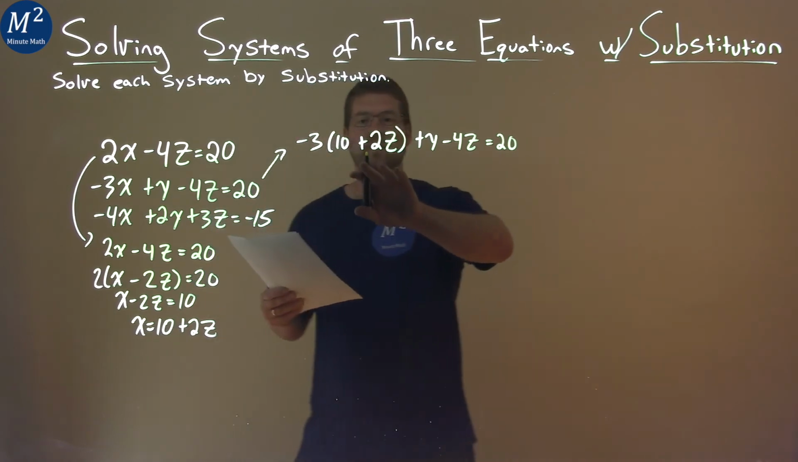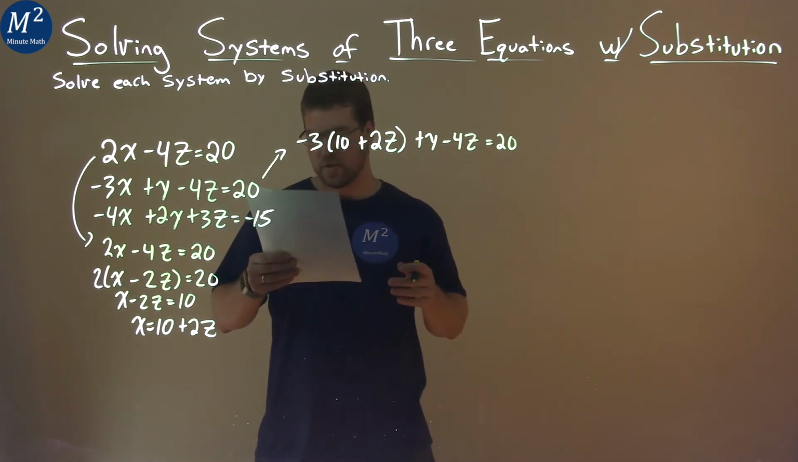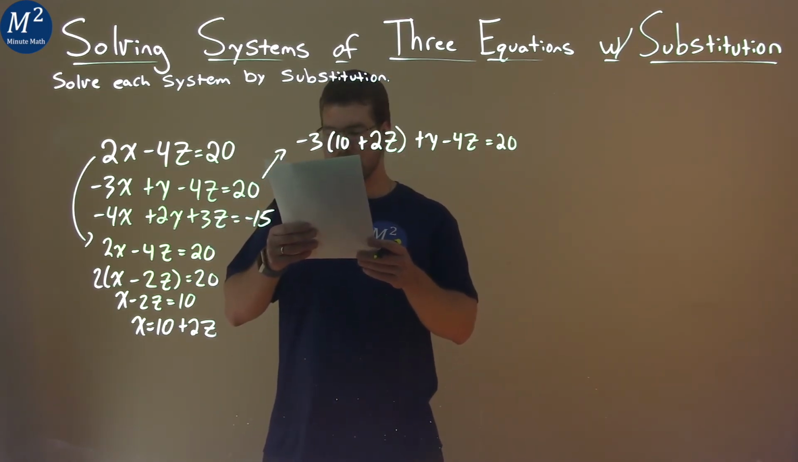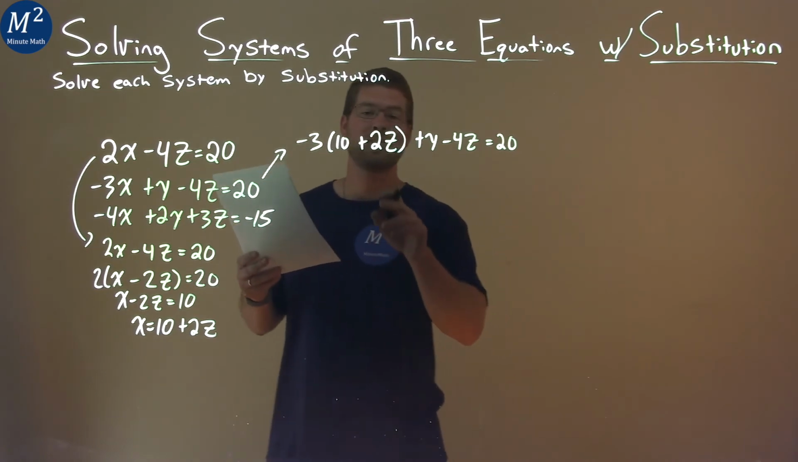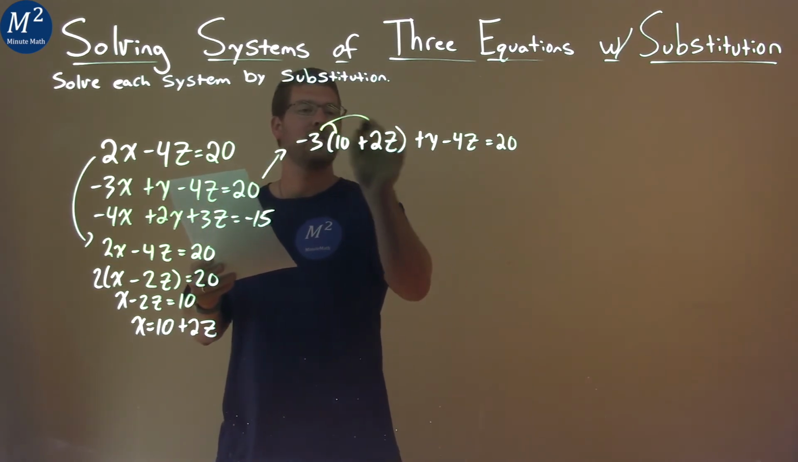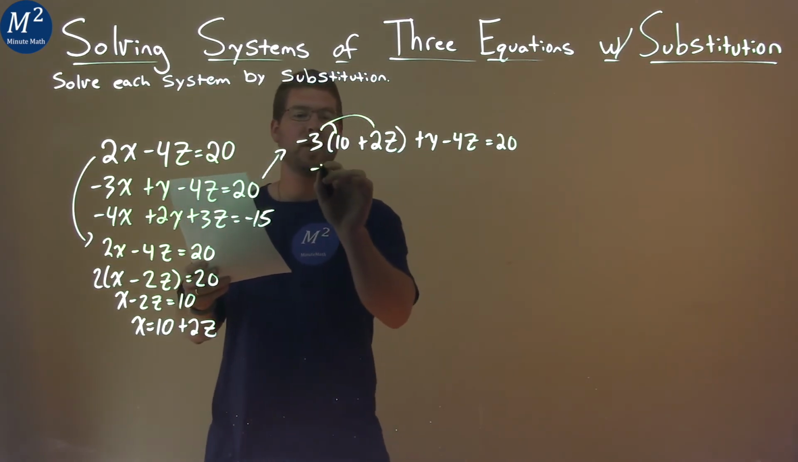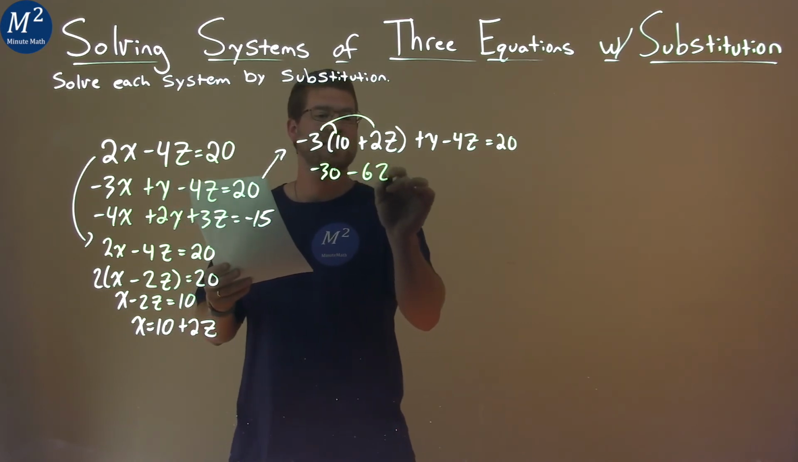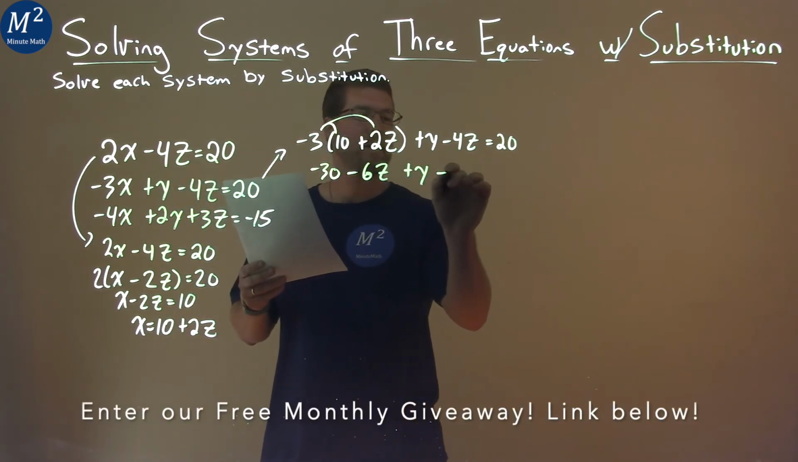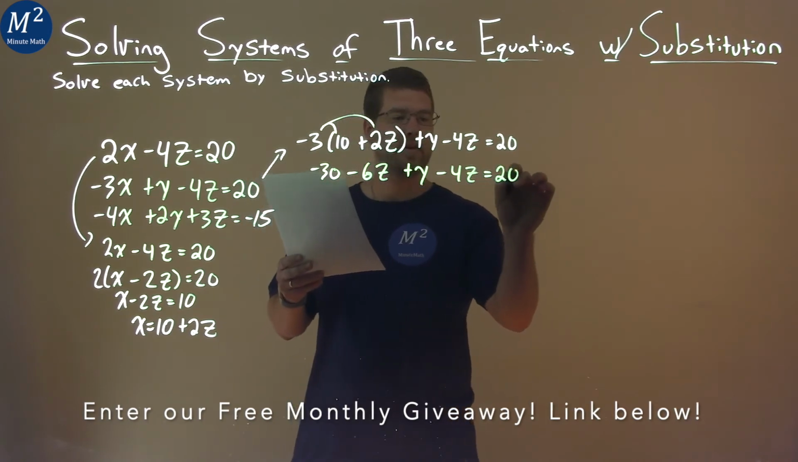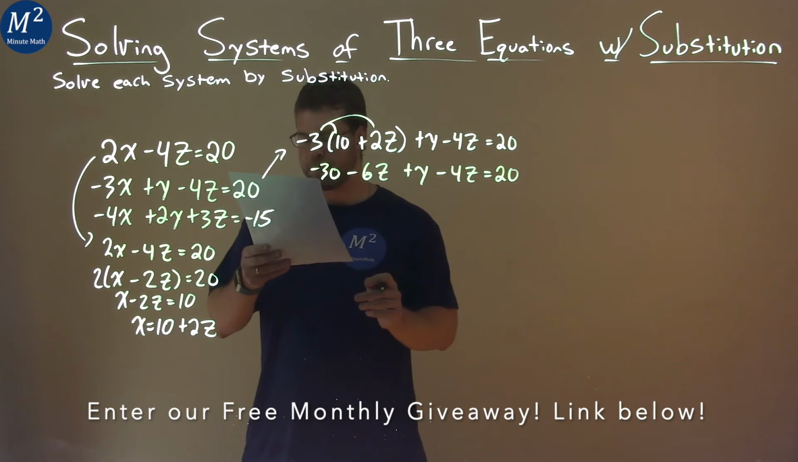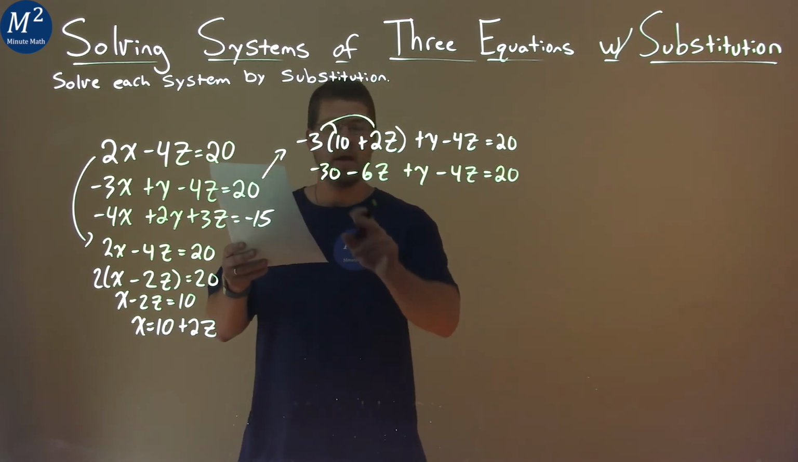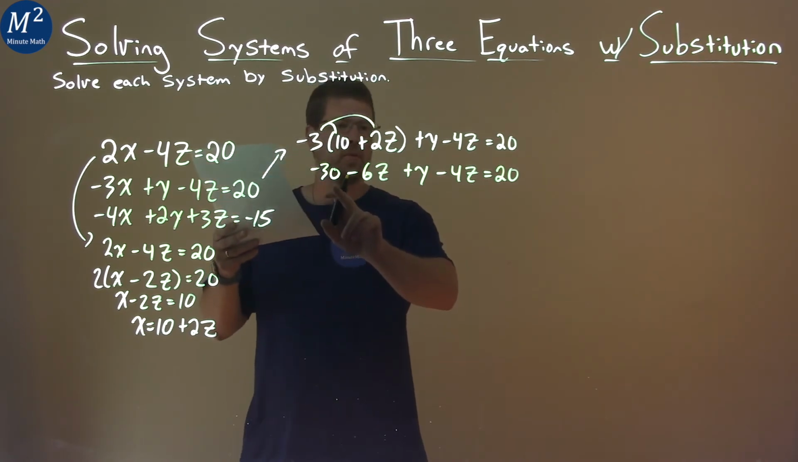So now I have an equation which is z's and y's. Let's try to get y by itself. That makes sense. I want to get y by itself. So we distribute the negative 3 to both parts. So we have negative 30 minus 6z here plus y minus 4z equals 20. This should be fairly easy to get y by itself. Combine our like terms on each side. And negative 30 is the only thing that has to go over here.